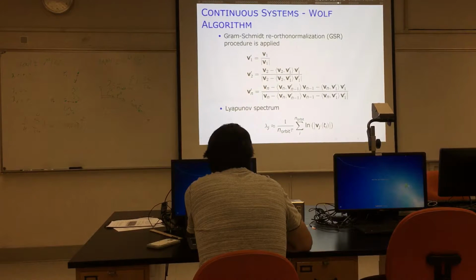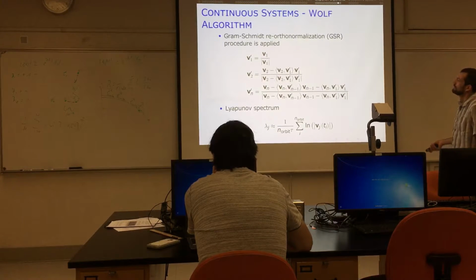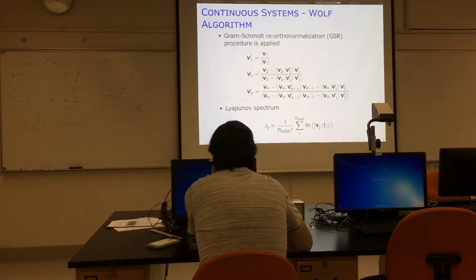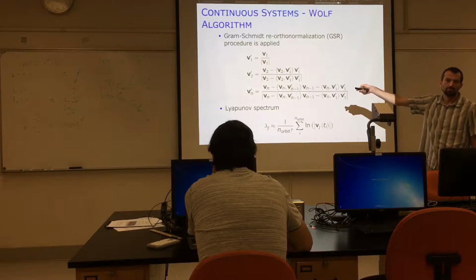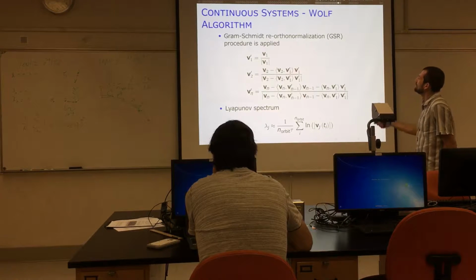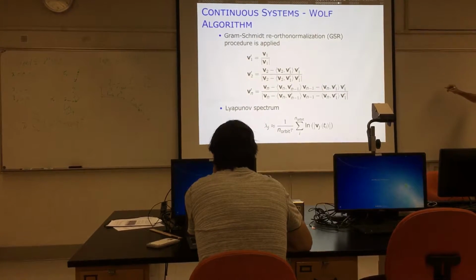So, the basic idea is that we're going to take our vectors that have deformed, we're going to use our first vector here as sort of our anchor, right? So we're going to normalize it here to get V1 primed.